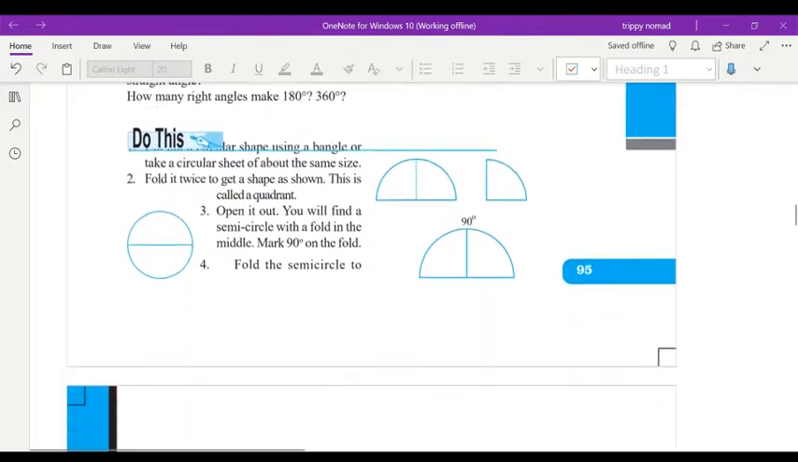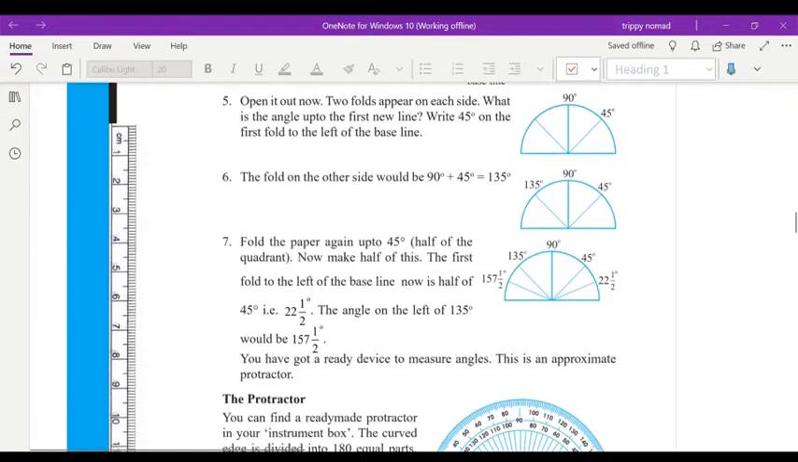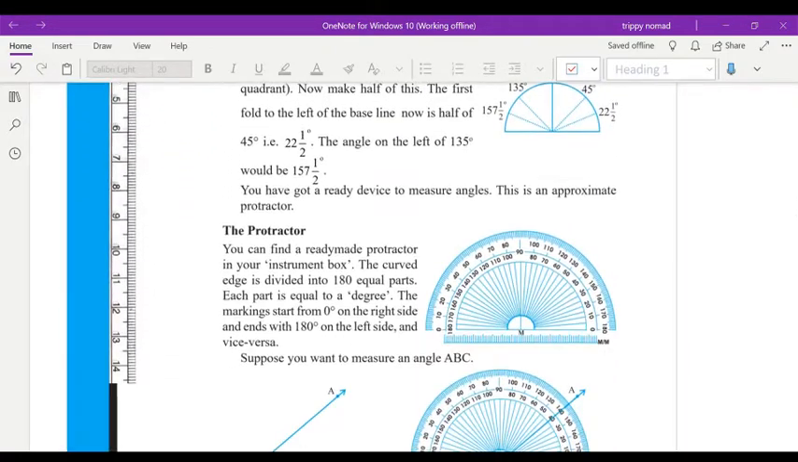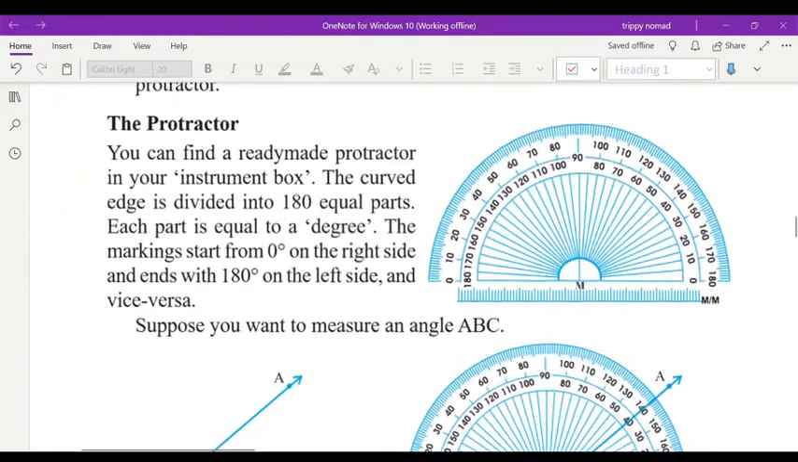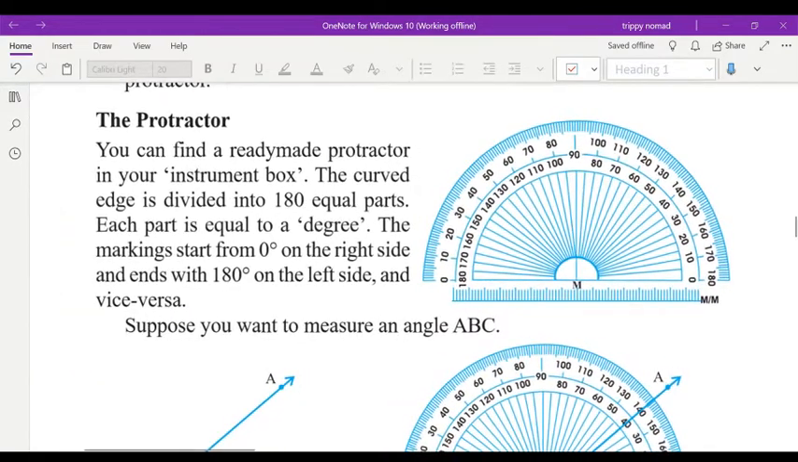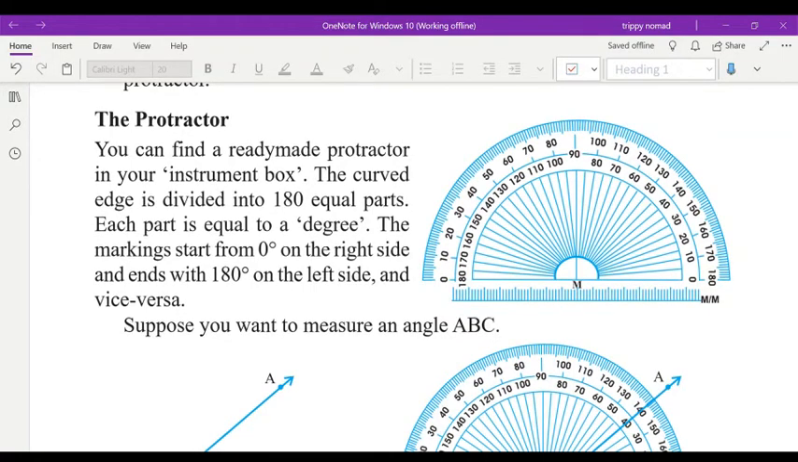Now we are going to start the next exercise, and here we have to use a protractor, children. In earlier classes also you have used a protractor, but now I am showing it with the help of the protractor drawn over here in your textbook. You see, this is called a protractor, and the numbers from here are written 0 to 180 degrees. And here also, 0 to 180 in the lower part.